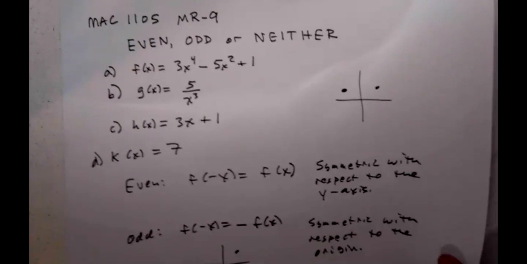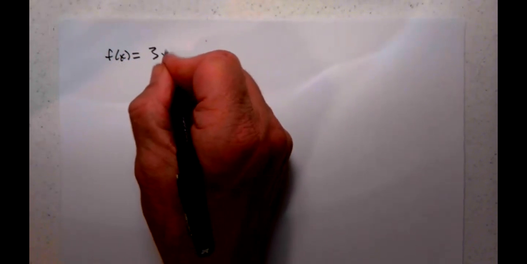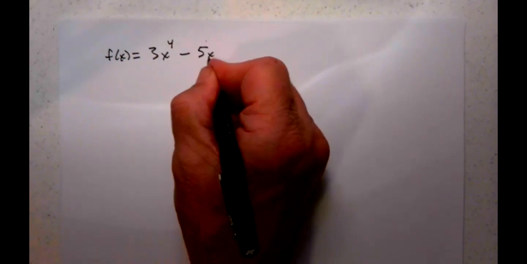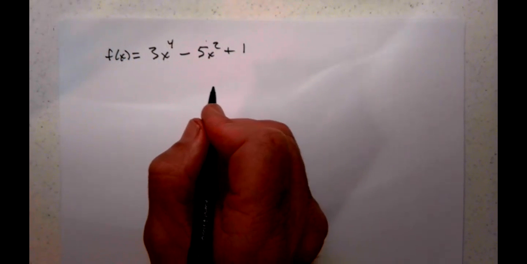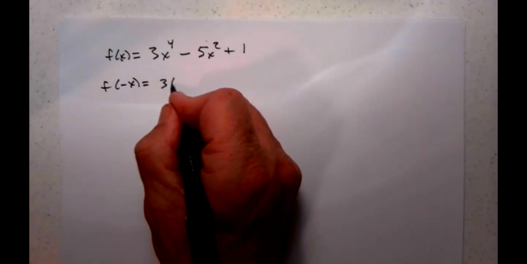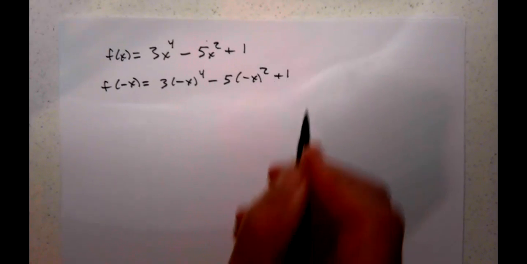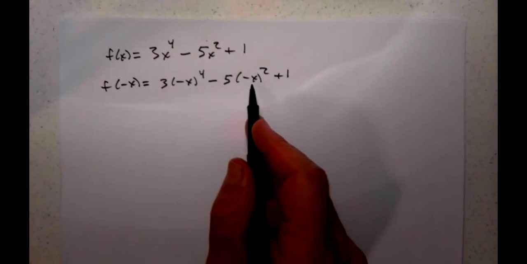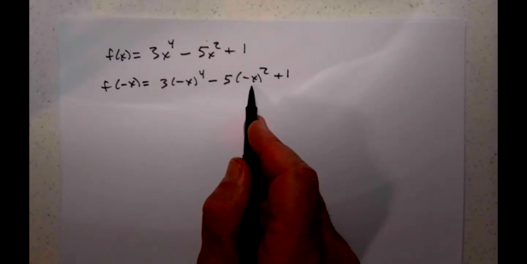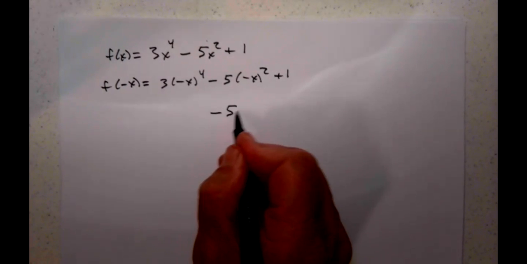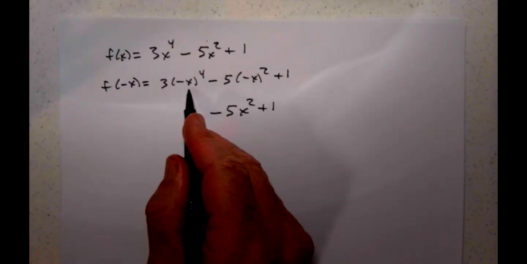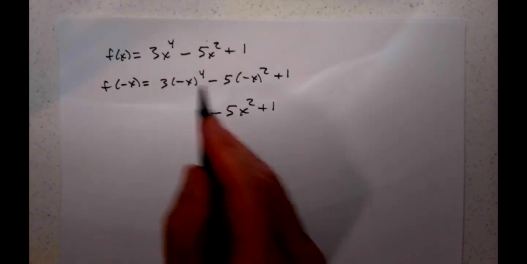So our first example here is f of x is 3x to the 4th minus 5x squared plus 1. We need to look at the behavior of f of negative x. What is f of negative x? 3 times negative x to the 4th minus 5 times negative x squared plus 1. But remember, a negative times a negative is a positive. So negative x times negative x is just positive x squared. This becomes minus 5, positive x squared plus 1. How about negative x to the 4th? Negative x, negative x, negative x, negative x. That'll also be positive x to the 4th.